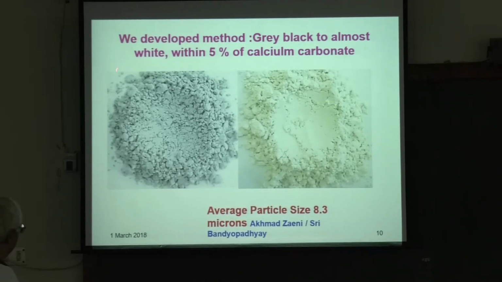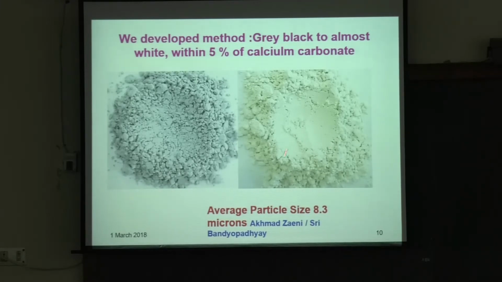Good that Professor Kamalkar shows you an example of gray-black fly ash. So our fly ash which we used is the same color, with an average particle size of 8.3 microns, which is quite good because as we showed, typically up to 40 micron size it is good. So 8.3 is very good.